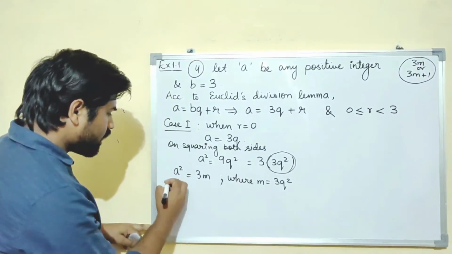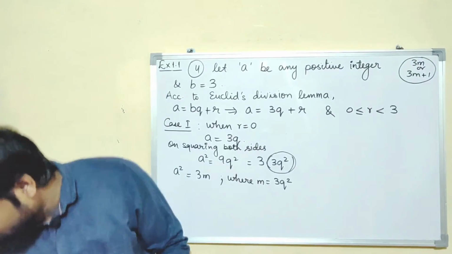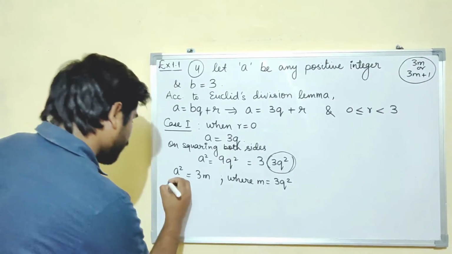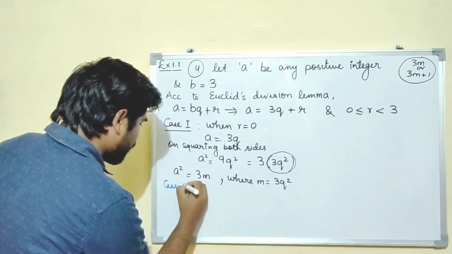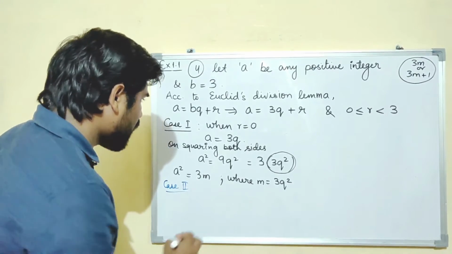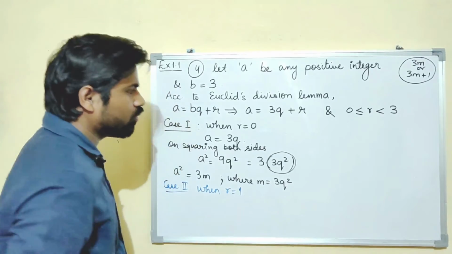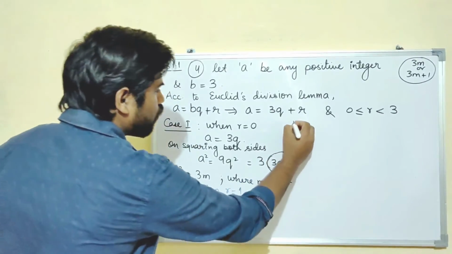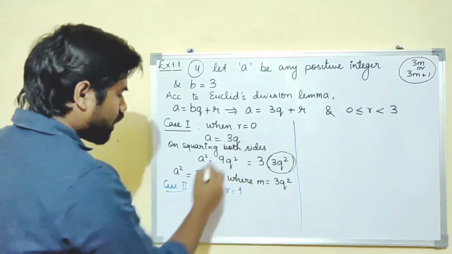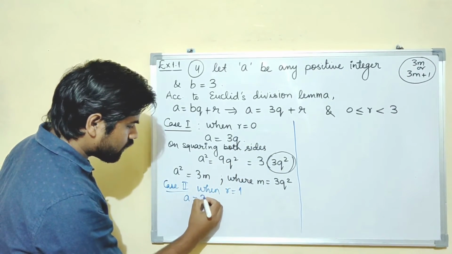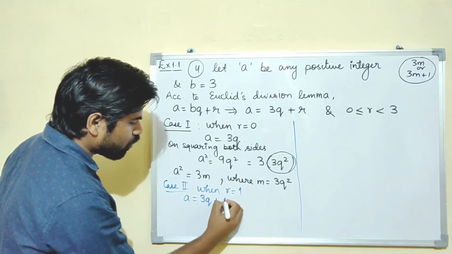We have made the question according to our need. Now let us see the case second. I am using a different pen so that you might not get confused. Case second, which says when r equals to 1. When r equals to 1, what will you get? You will get a equals to 3q plus 1.